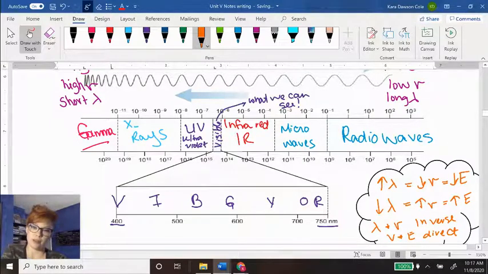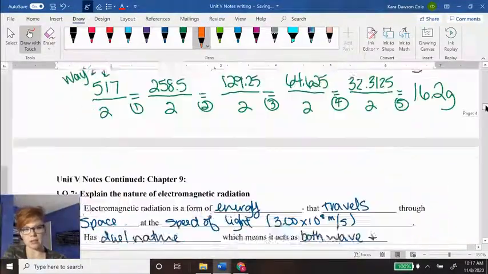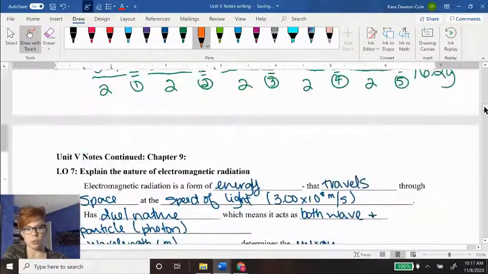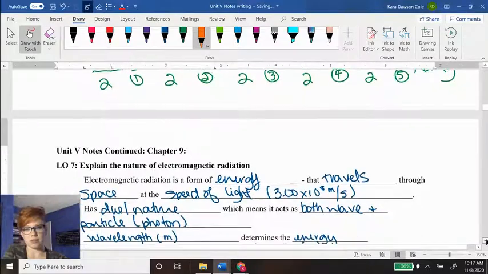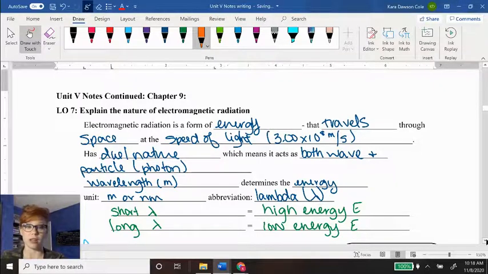You have nothing to be afraid of from radiation. You're constantly being bombarded with radiation all the time. Can these things cause cancer? Yes. But it really just depends. So this was learning objective 7, unit 5, to explain the nature of electromagnetic radiation. Electromagnetic radiation is just the particles of light.